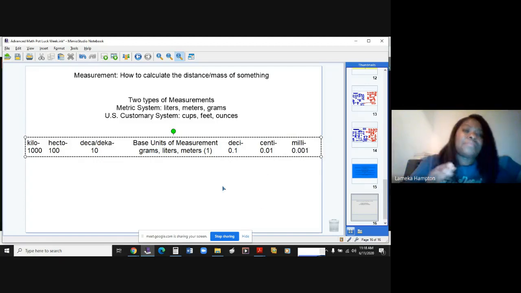Okay. Now, if you notice, you're going to see powers of 10. And what I mean by powers of 10, I simply am talking about multiplying numbers by 10. So when we go from the left to the right, what are the numbers doing? When we go from left to right, what are the numbers doing? Are they getting smaller or are they getting larger?